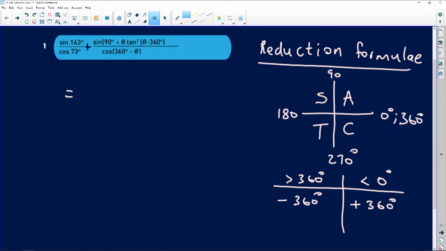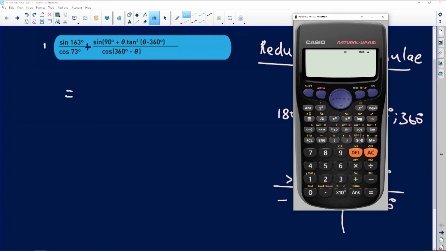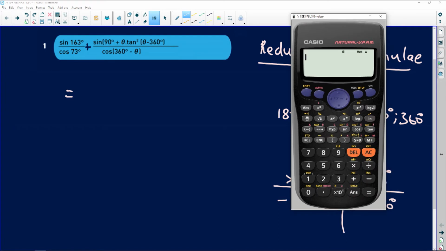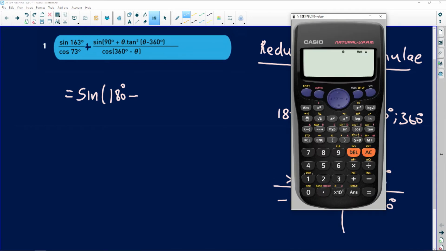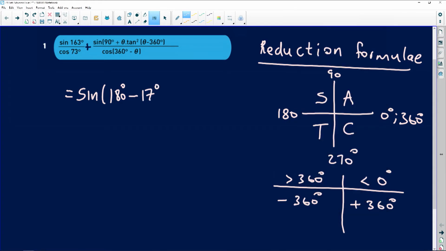Right. So now let's see what the story is with this one. I'm given in the first part sine 163 degrees. 163 is an angle, guys, that is in one of the quadrants. If I ask you which quadrant 163 is in, you will agree that it is between 90 degrees and 180 degrees. So I'm going to reduce that to the sine of 180 degrees minus something. What is it going to be? You call a calculator and ask yourself, what is 180 minus 163? You get an answer of 17 degrees. So that is sine of 180 minus 17 degrees, divided by, on the denominator, cos 73 degrees.